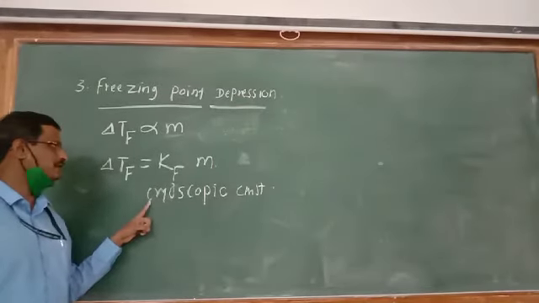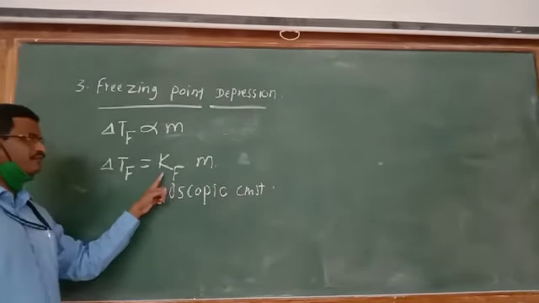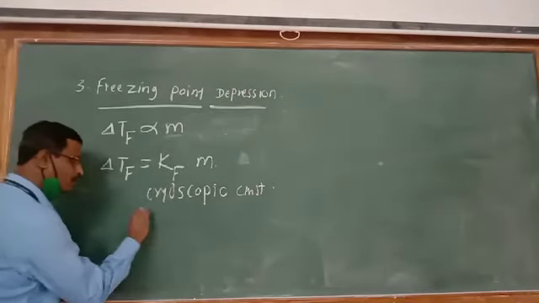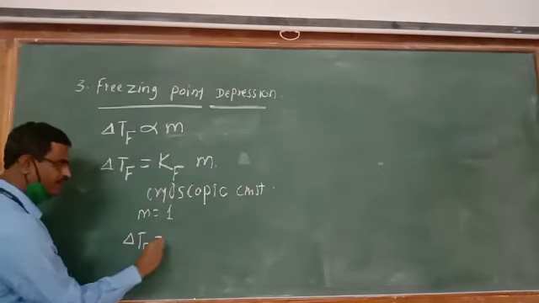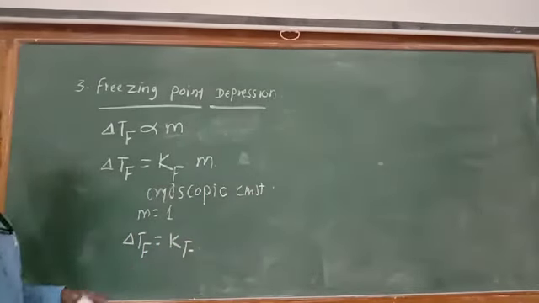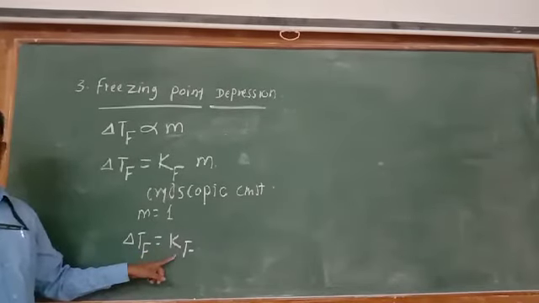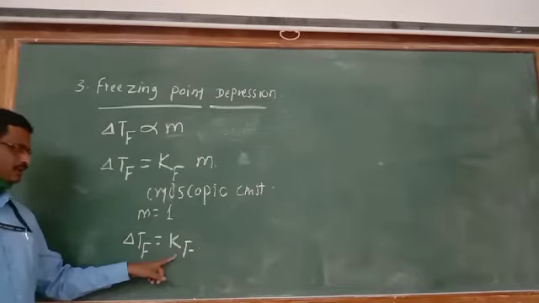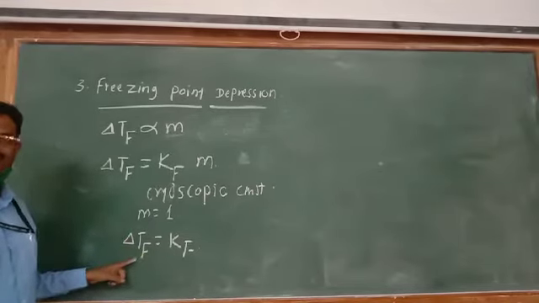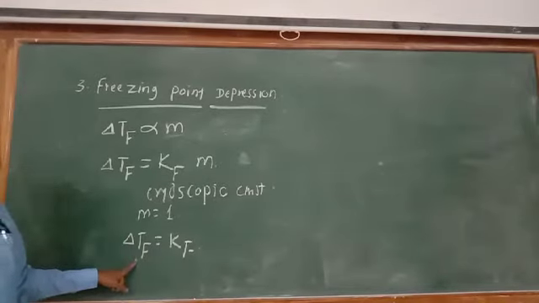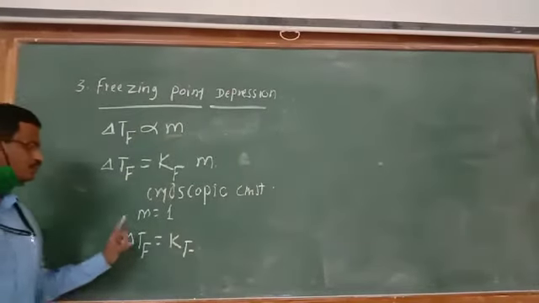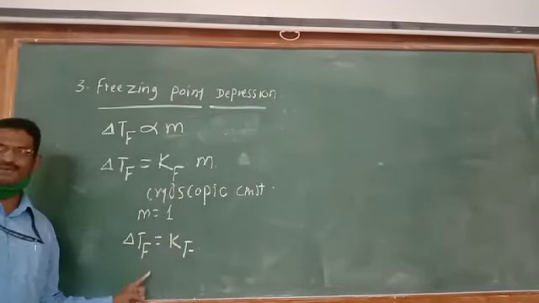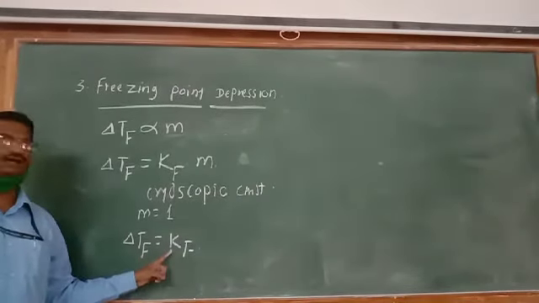What is this Kf? Let us see over here. If the value of molality is equal to 1, in this equation then delta Tf is equal to Kf. Therefore, cryoscopic constant Kf is defined as the depression of freezing point whenever 1 molal solution is used. Whenever 1 molal solution is used, depression of freezing point is known as cryoscopic constant.